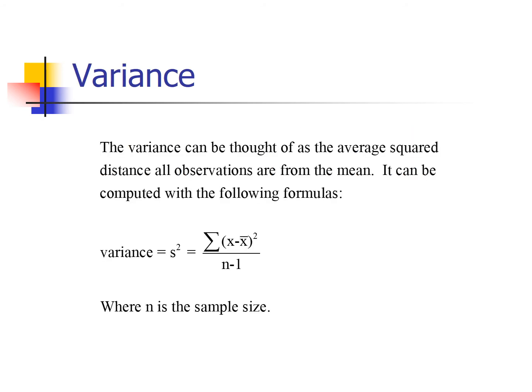Variance is a little bit more complicated. The variance could be thought of as the average squared distance that all observations are from the mean. It can be computed with the following formula. We abbreviate the sample variance with s squared, and we compute it with that formula. That's the capital Greek letter sigma, capital sigma. In math, that's the add 'em all up symbol. I got lazy with my subscript, but the x's should be x sub i. So the x's are the observations.